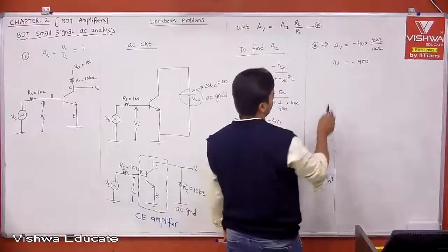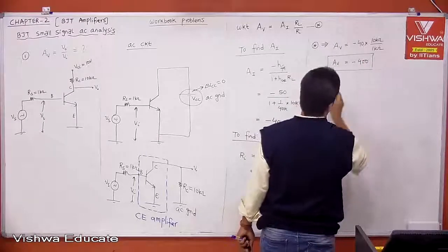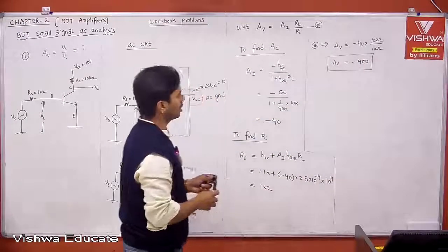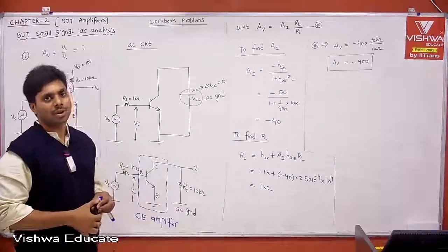Therefore, we got the answer. What is voltage gain? Minus 400. I'll explain the meaning of minus. I can say the problem is over. With this, the problem is over.